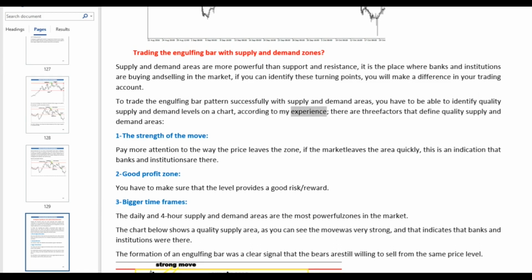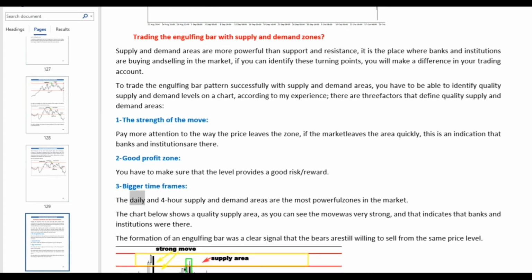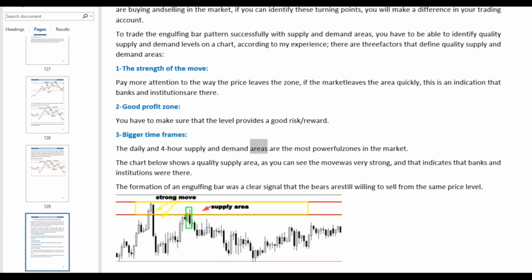According to my experience, there are three factors that define quality supply and demand areas. The strength of the move. Pay more attention to the way the price leaves the zone. If the market leaves the area quickly, this is an indication that banks and institutions are there. Good profit zone. You have to make sure that the level provides a good risk/reward. Bigger time frames. The daily and 4-hour supply and demand areas are the most powerful zones in the market.